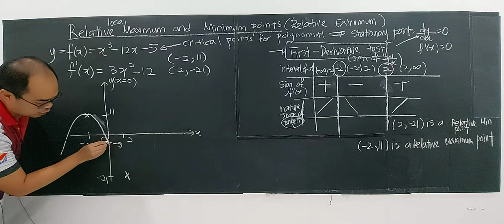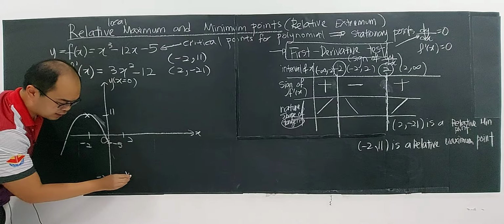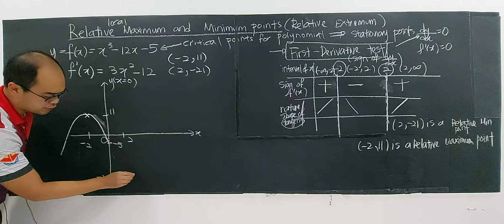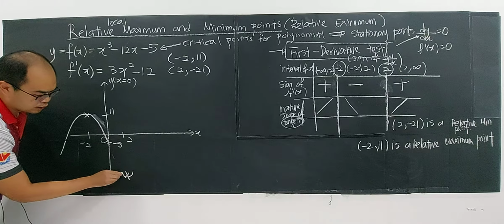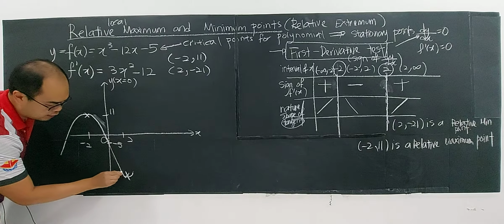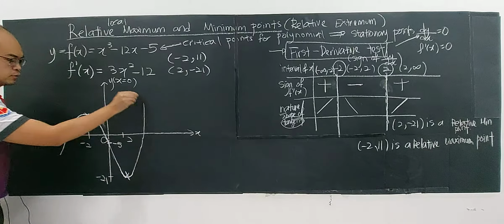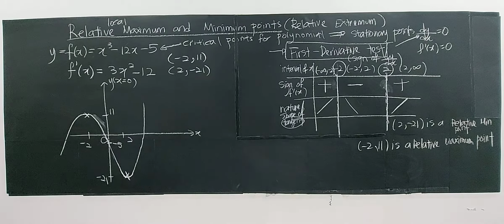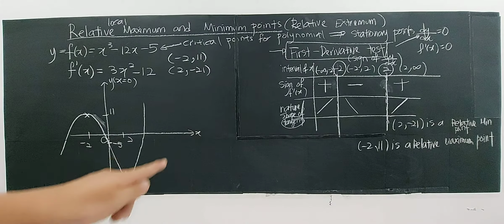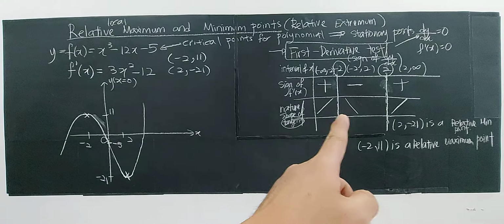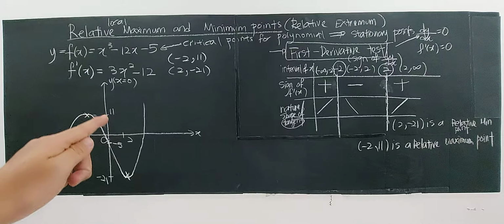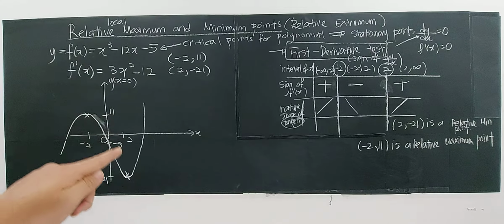And going down, they don't continue going down because there is another turning point here, which is the relative minimum point. So they were going down and then going up again. So this is the curve, the graph for this cubic function. Based on this first derivative test, you know this is a relative maximum and this is a relative minimum.